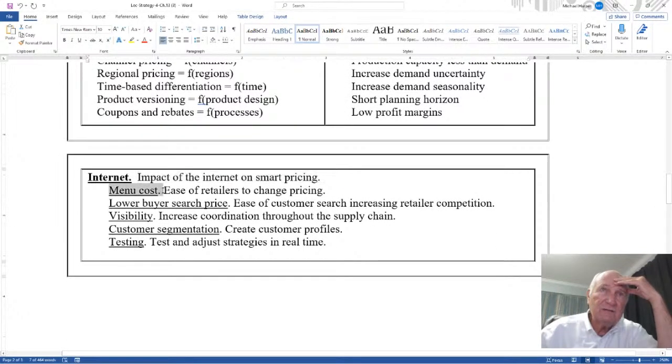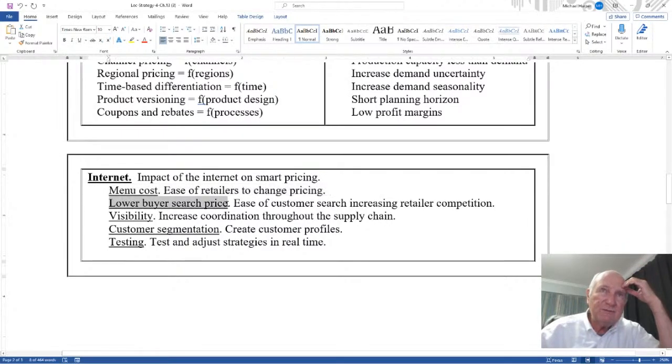The menu cost is almost online. Create a website, and all of a sudden you can maintain that website. And there's the ease of retailers to change pricing very, very quickly. You can change the menu very quickly. Just change it, change it, change it. So the cost of changing the menu online is very, very small.